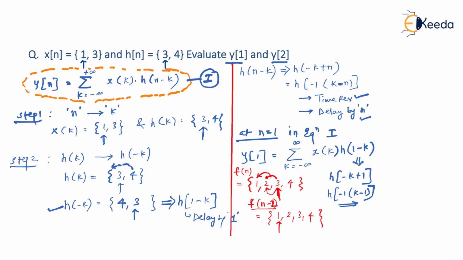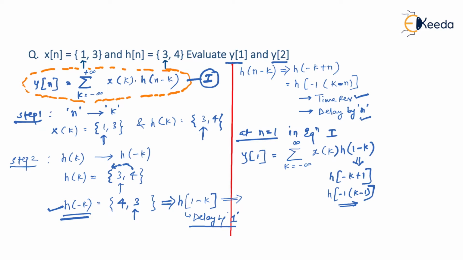So likewise, now I'll get back to my sum. If h of minus k is delayed by 1, I'll get h of 1 minus k. We know that whenever we delay, we shift our arrow to the left by the amount by which we want to delay. Here we want to delay only by 1. Then this arrow mark just gets shifted to the left by 1 position. Therefore it becomes 4 comma 3. Only thing, the arrow mark comes here now. So now x of k is ready with us, and h of n minus k is also ready with us.